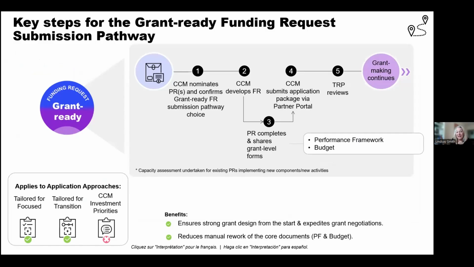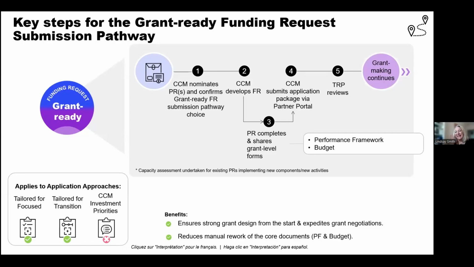And then the PR is going to be developing the grant-level performance framework and budget. These are developed, the performance framework online in the grant making partner portal module and the budget offline. The PR then submits these to the CCM, and the CCM reviews them and makes sure they're consistent with the rest of the funding request application. And then the CCM submits that whole package to the Global Fund, which then goes through TRP review.